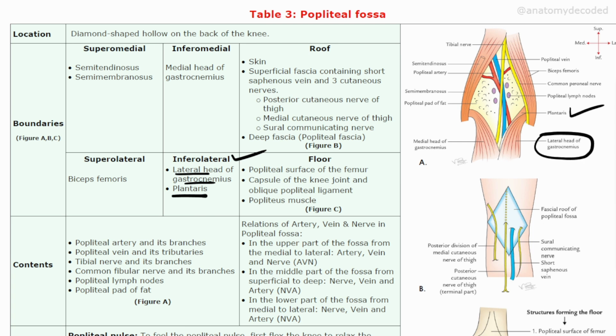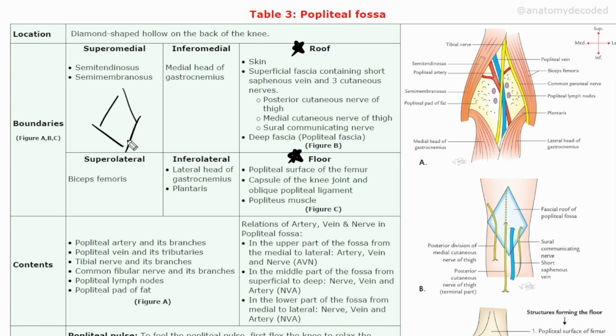And then when you're writing about the boundaries, make sure you write about the roof and the floor as well. Many a time students just write about the side boundaries and they feel that the boundaries heading is over, but it is not unless you cover the roof and the floor. Roof of popliteal fossa is formed by skin, the superficial fascia and the deep fascia.